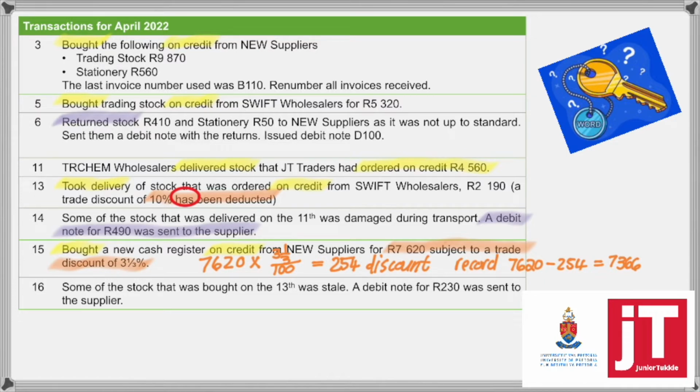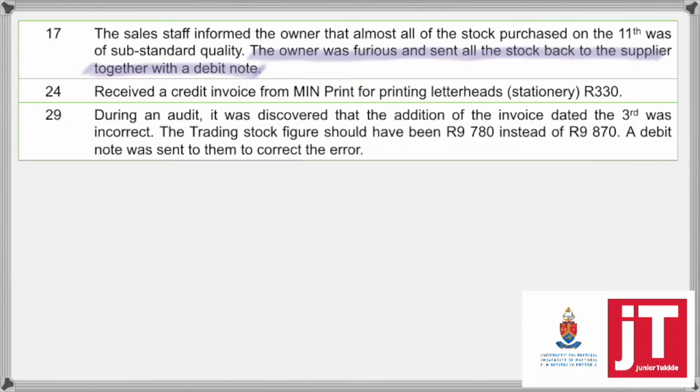On day 16, some of the stock that was bought on the 13th was stale, and a debit note of 230 Rand was sent to the supplier. So stale means it was a bit old, but we sent a debit note, so that's a creditors allowance journal. Then the last bit of transactions: the sales staff informed the owner that all of the stock purchased on the 11th was of substandard quality.